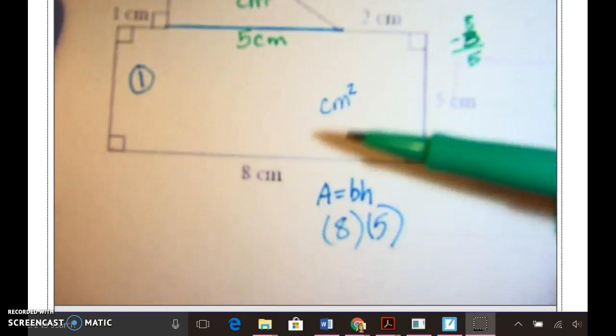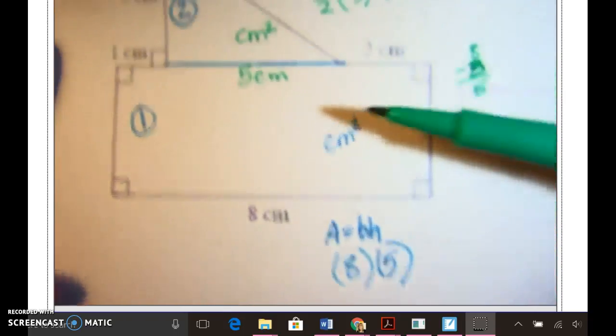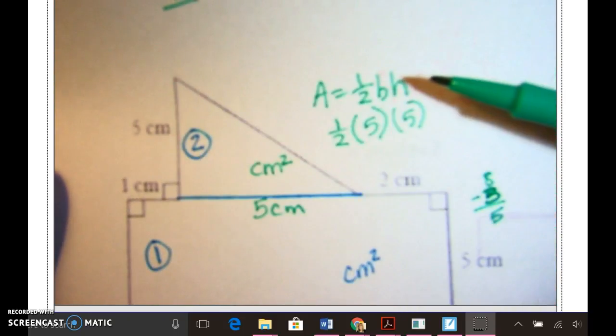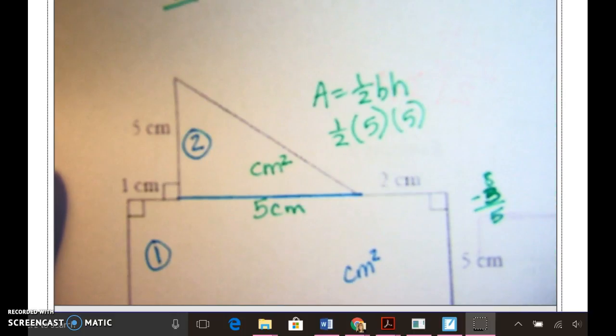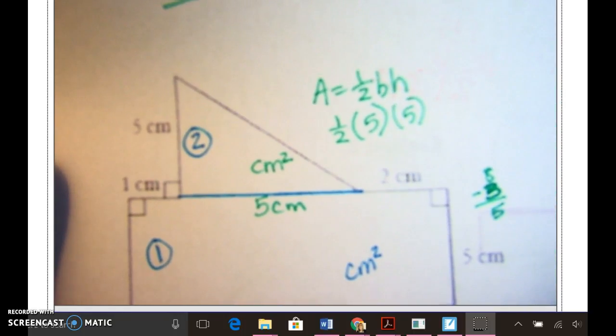So once you get your area for the rectangle and you get your area for the triangle, add those together, get your total area, and let someone check you.